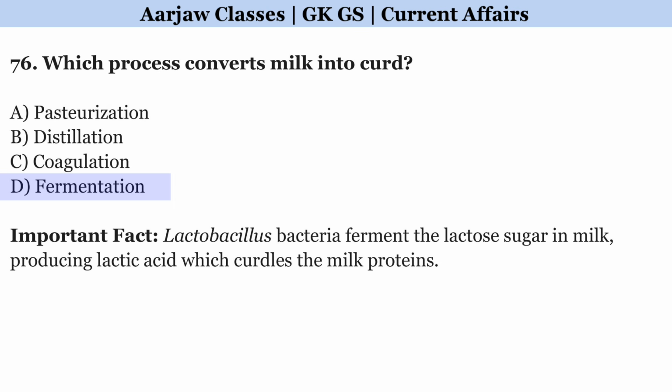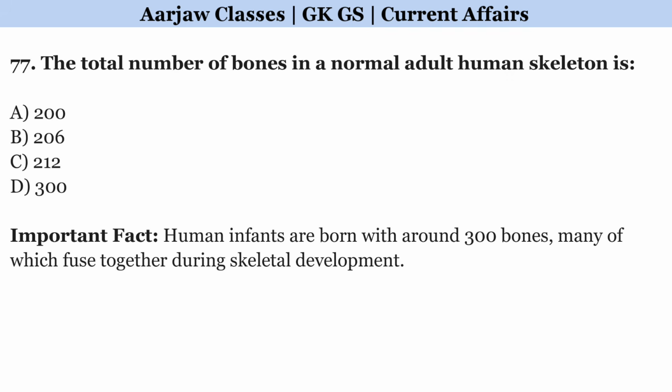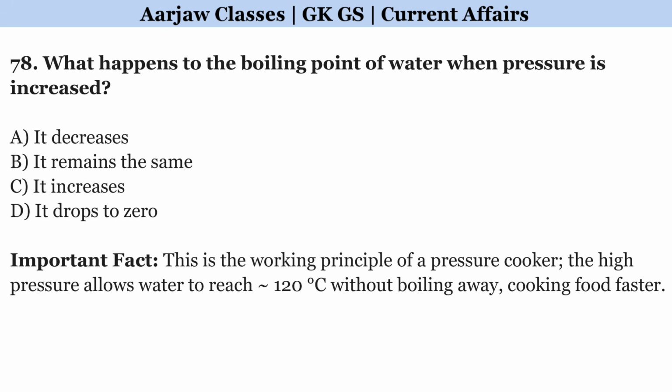Correct option is D. Fermentation. The total number of bones in a normal adult human skeleton is? Correct option is B. 206. What happens to the boiling point of water when pressure is increased?